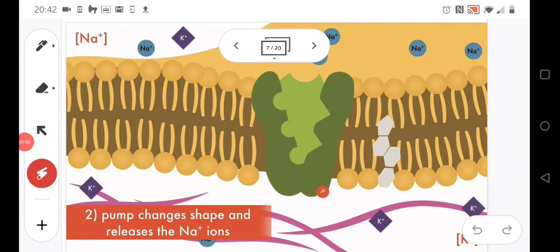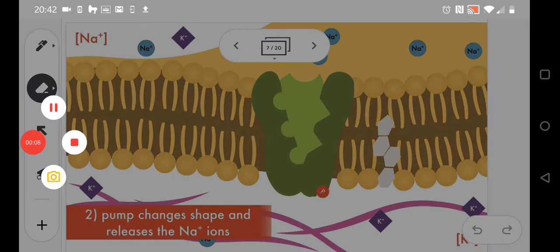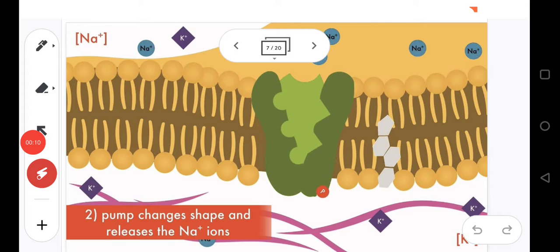Okay, so we have two main modes of transport. One is active and one is passive. So here we are looking at the active transport. This is the sodium-potassium pump, the most important active transporter in the body, generally.